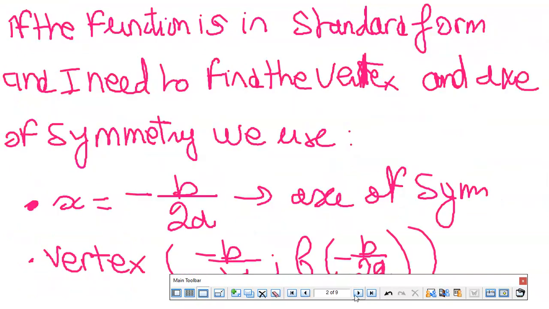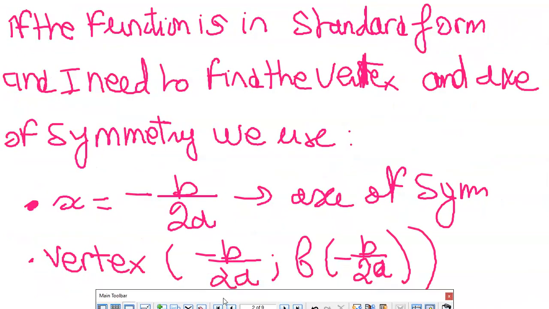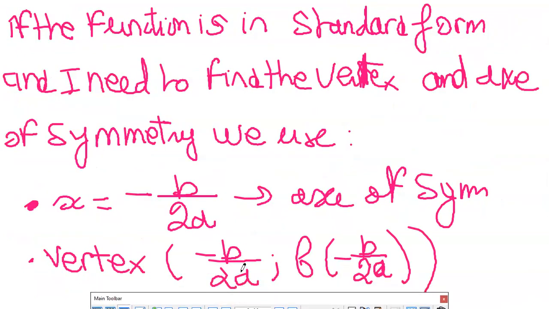Now, if the function is in standard form, and I need to find the vertex and the axis of symmetry, we use the formula x is equal to minus b over 2a for the axis of symmetry. For the vertex, minus b over 2a is going to be the x, and the y will be f of minus b over 2a, so we will replace.